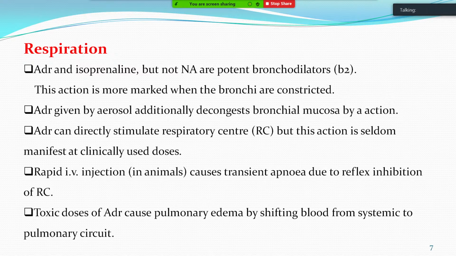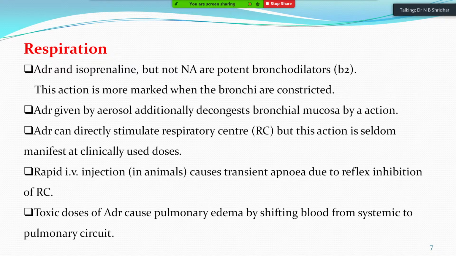And on the lungs, what happens? It's very interesting to know that adrenaline and isoproterenol, but not norepinephrine, are potent bronchodilators. Adrenaline has one methyl group more, and it does many different actions, whereas noradrenaline contains one less methyl group. Phenylethanolamine N-methyltransferase is the enzyme which donates one methyl group to noradrenaline, and then it is converted to adrenaline.